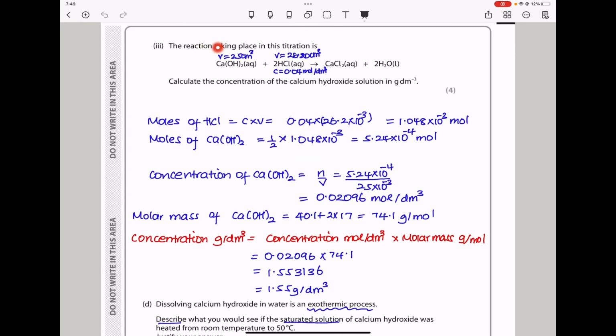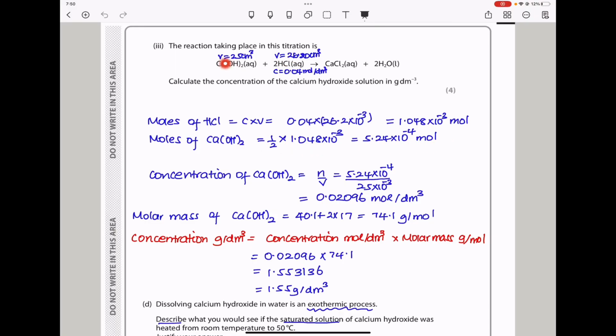Next, they say the reaction taking place in this titration is given here, and they say calculate the concentration of calcium hydroxide solution, but in gram per decimeter cubed. I placed the information given to me from the previous page. I have the concentration and volume of hydrochloric acid, so I can use that to calculate the number of moles. Number of moles of hydrochloric acid is concentration times volume, which is 0.04 times 26.2, divided by 1000, converting this to decimeters cubed, and this is the answer I got. Now, using the mole ratio, which is 2:1, the moles of this are going to be half the moles of that, which is what we see here, and that's the answer.